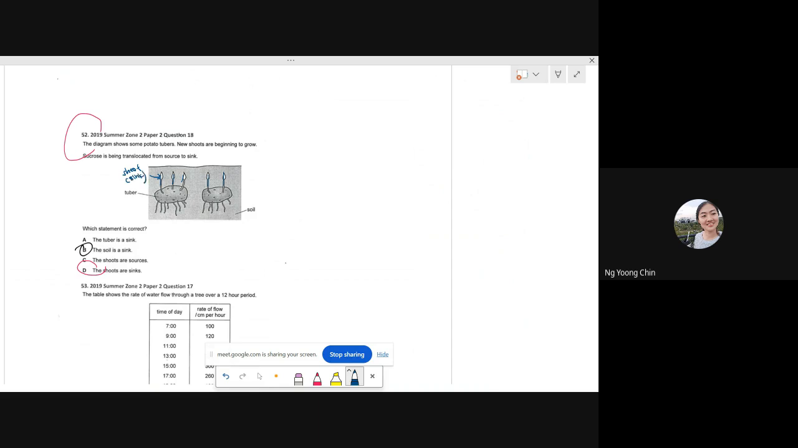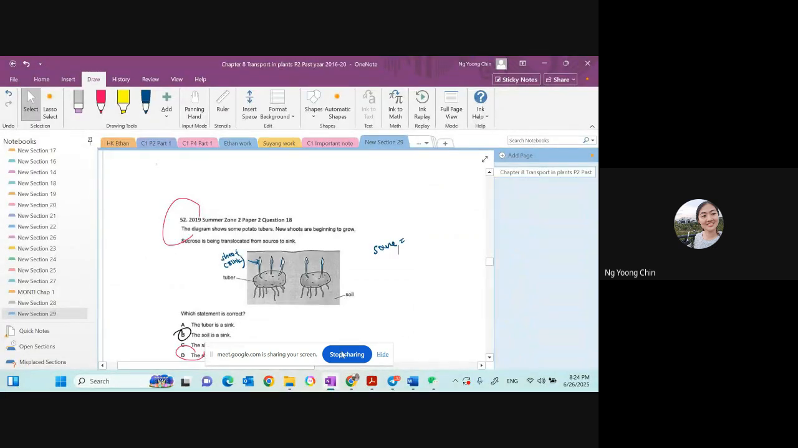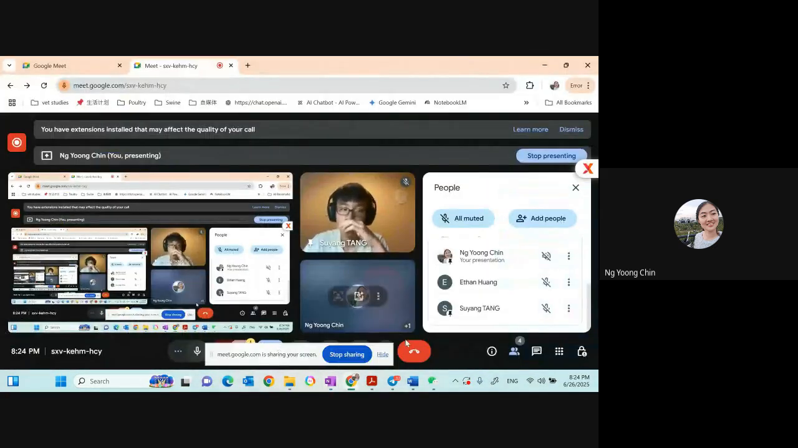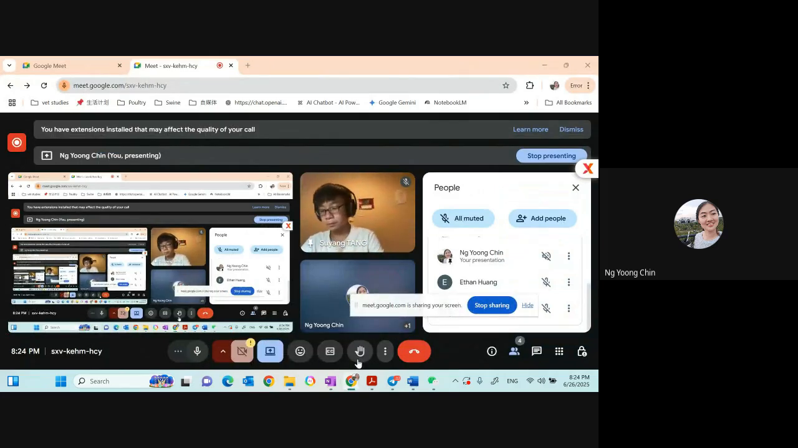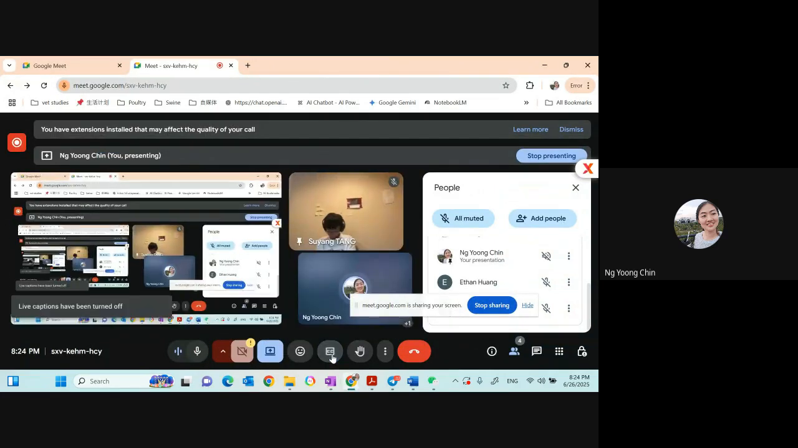So what is the meaning of source and sink? Source means produce the nutrients. Okay, you can refer to this page. Sorry, I share my screen again. Source and sink, you should be very clear about their definitions. You can see for this one. Okay, this one later I will share with you. You can see my screen, right?